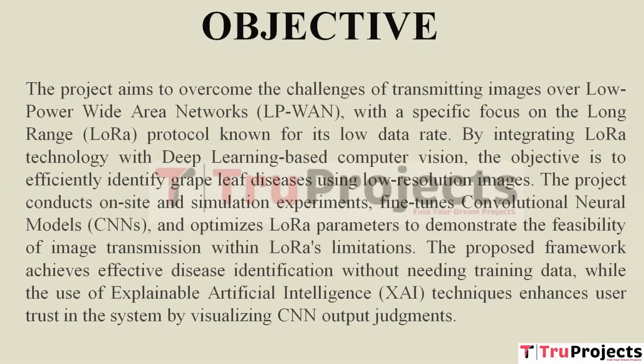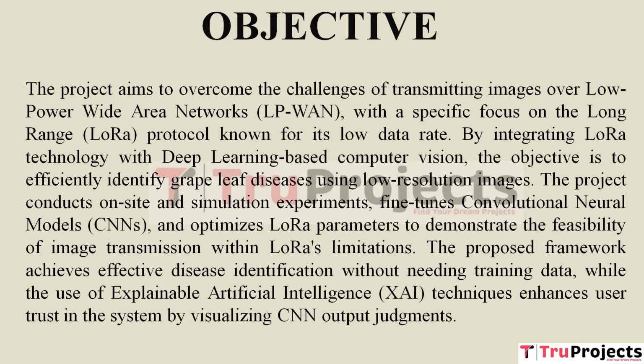Objective: the goal of the project is to address the issues associated with picture transmission over low-power wide area networks (LPWAN), with a focus on the long-range protocol LoRa, which is infamous for its slow data rate. The goal is to effectively identify grape leaf diseases using low-resolution photos by combining LoRa technology with deep learning-based computer vision. Convolutional neural network (CNN) models are tuned, LoRa settings are optimized, and on-site and simulation experiments are conducted as part of the project to show that picture transmission is feasible within the constraints of LoRa.